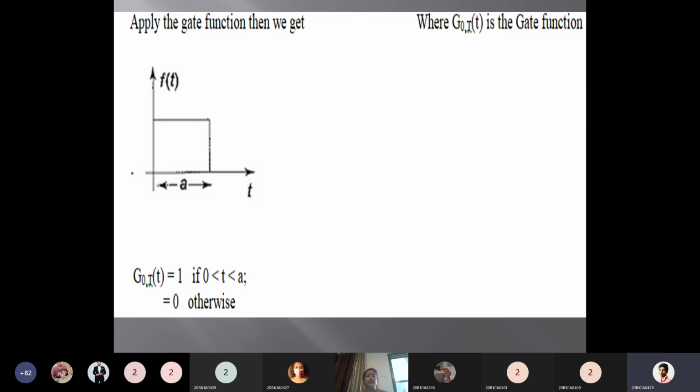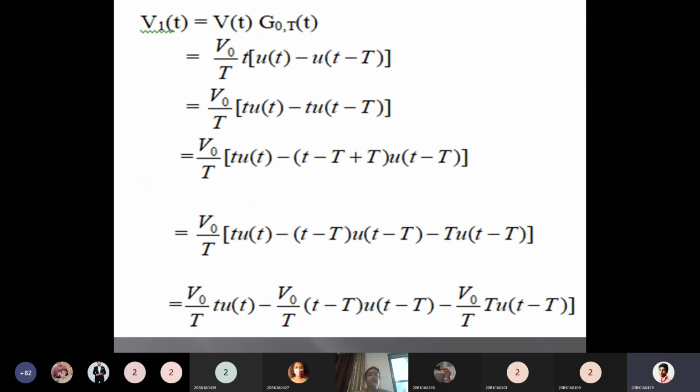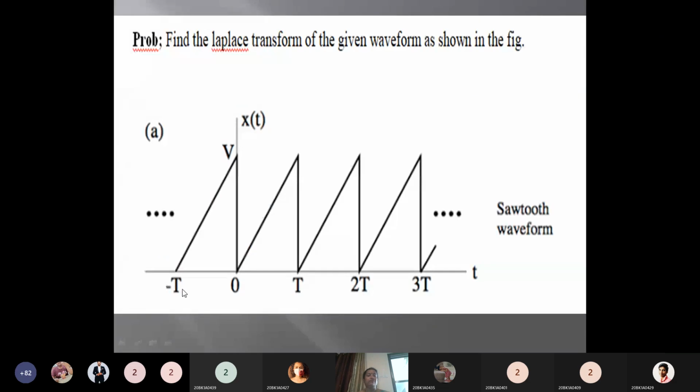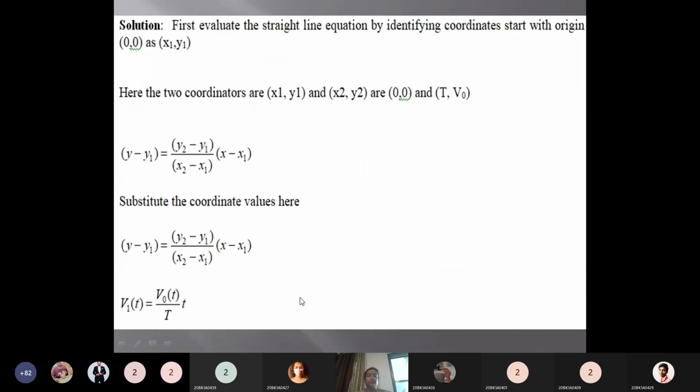Yes, ma'am. Then we can have the mathematical expression to apply, that is u of t minus u of t minus T. That is, T units shifted. That's the meaning. Suppose you want to write a in place of T, that's also okay, but here I have given the time period as T. That's it. That is the time period of the given waveform. Okay, now let us observe.